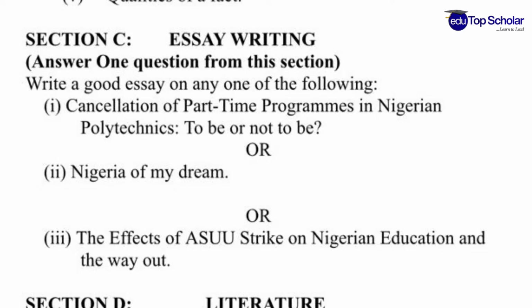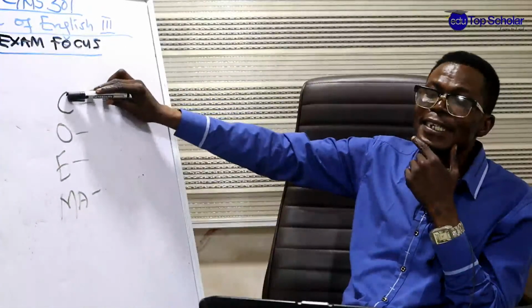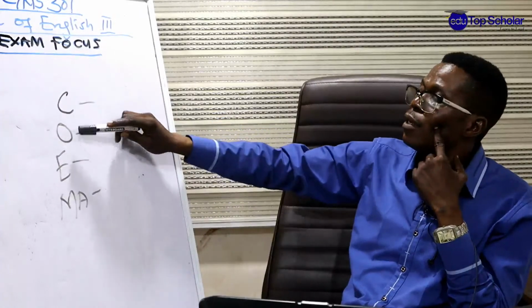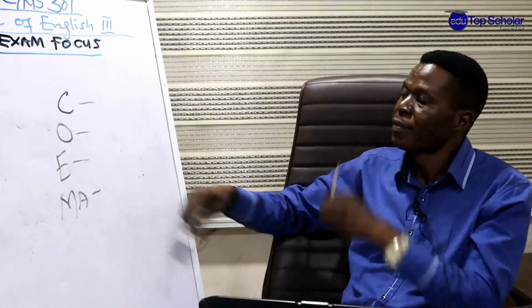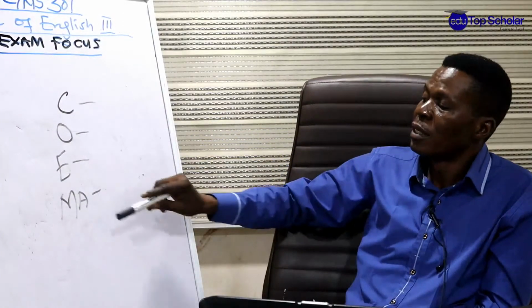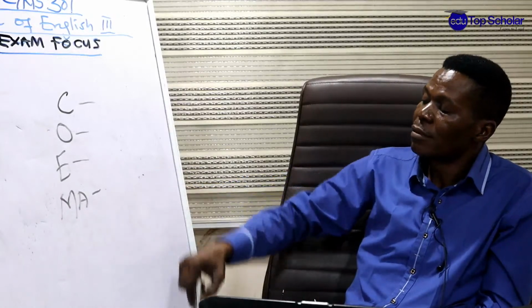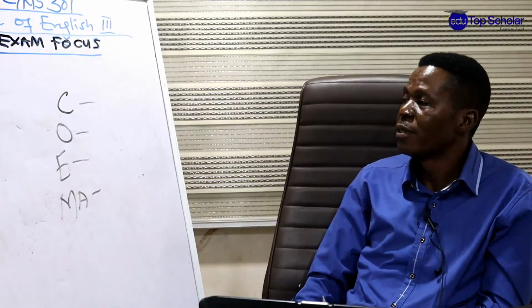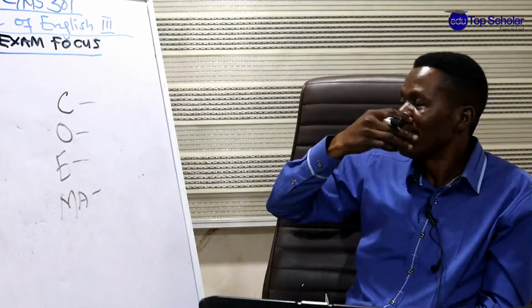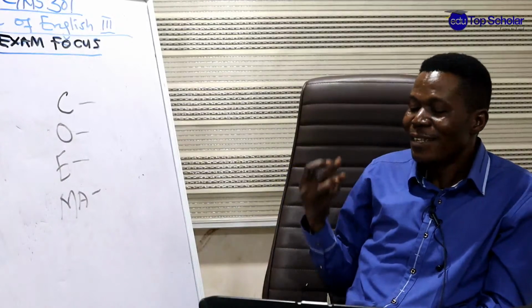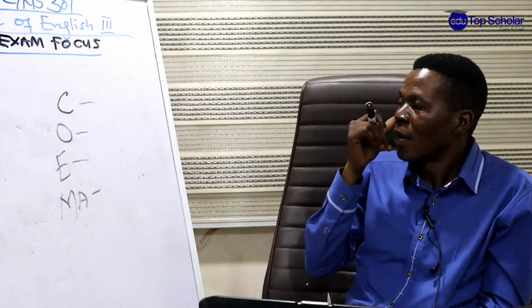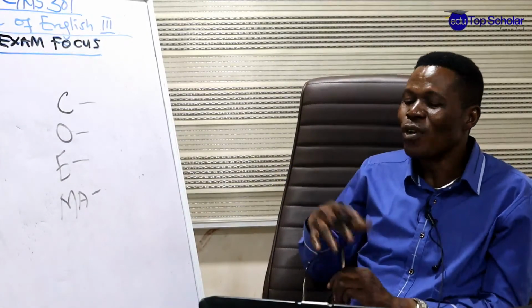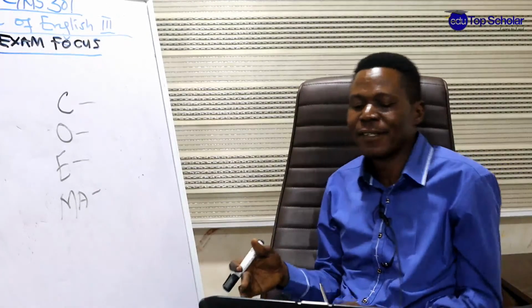Sorry, these four yardsticks. Now, the C here means content. O, organization. E, expression. This MA is mechanical accuracy. Now, the content means the essay you have written. Did you actually write within the context of what we asked you to write?